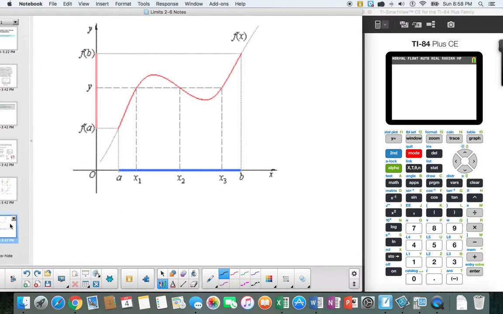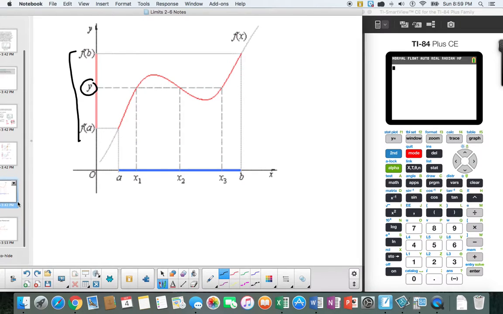All right, let's take a look at this graph. We have an intermediate value here that's between f of a and f of b. And notice that the theorem guarantees that we're going to have an x value that's in the interval. It just so happens there's going to be 3. And again, it's an existence theorem which says there will be one. It doesn't tell you how many, nor does it tell you how to find them.